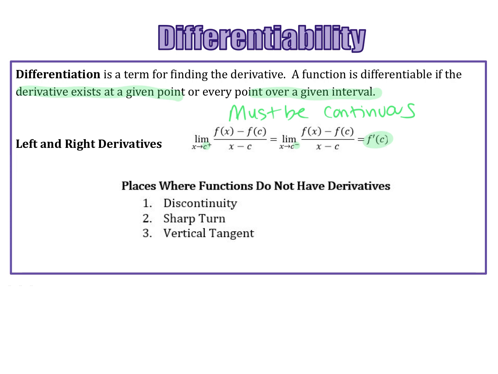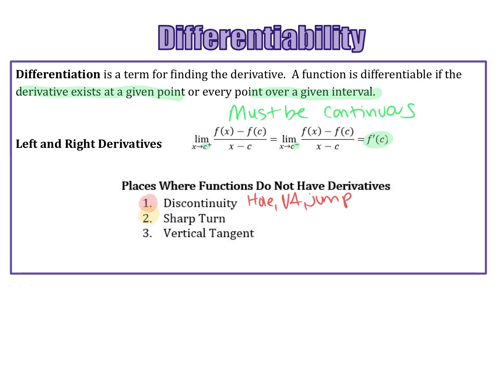And we know a variety of reasons that something might not be continuous. It might not be continuous because of a hole, because of a vertical asymptote, or because of a jump. Regardless of how it's not continuous, if a function isn't continuous at a particular value, it's not differentiable at that value. The second reason is a sharp turn.